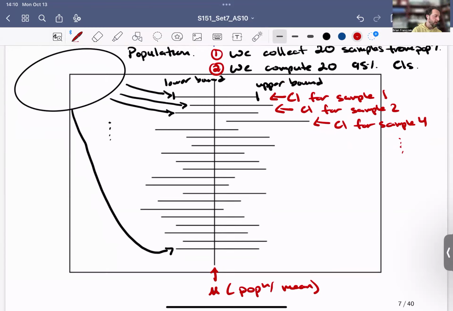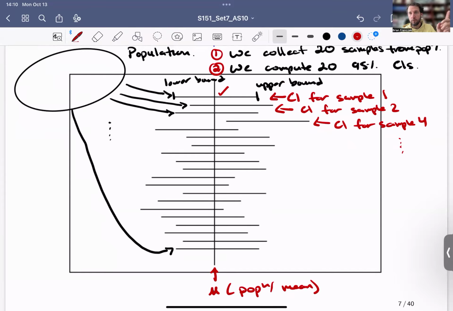So I'm going to just make a mark here. The first confidence interval crosses mu. So that means it contains mu. So in this context, again, our goal is to make a statement about mu. We want to say something about the population mean.